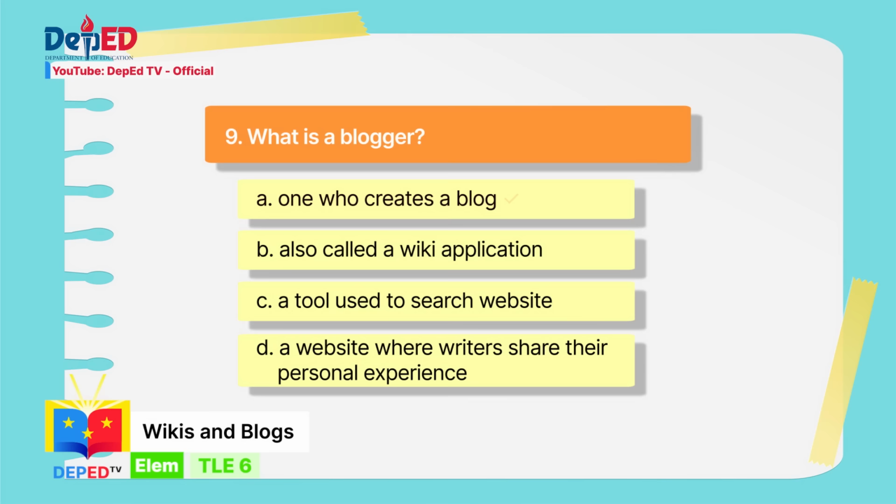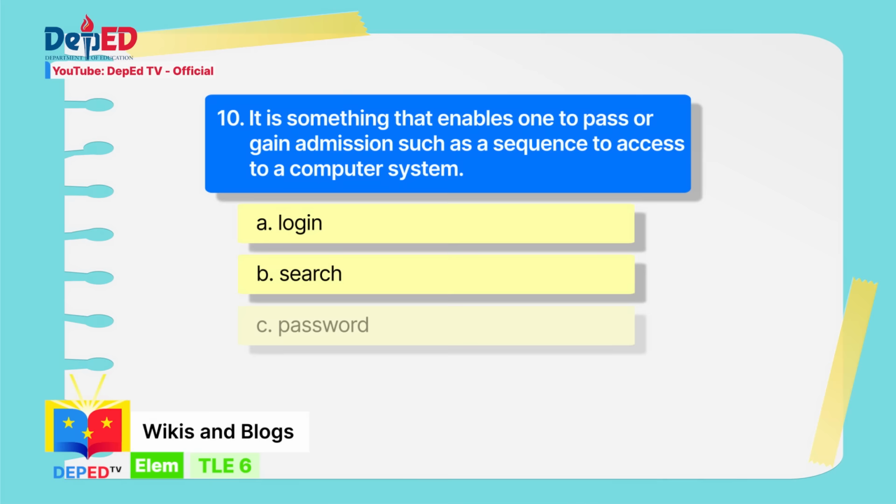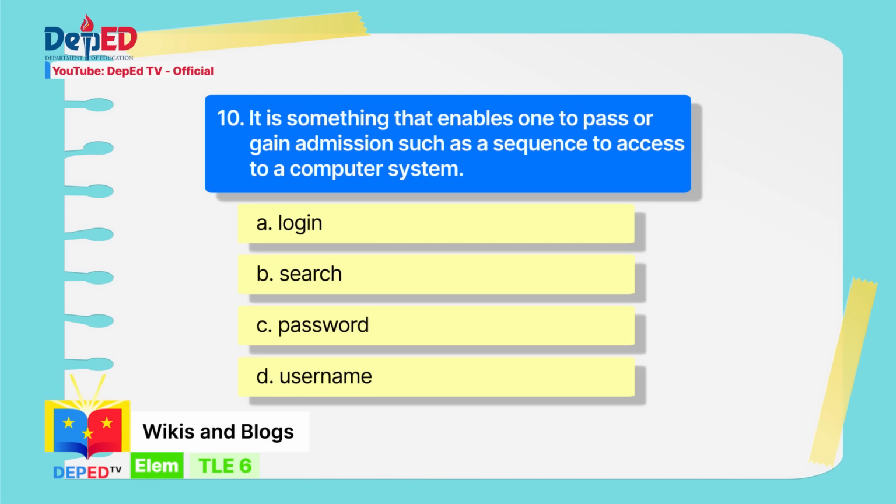Number 10, it is something that enables one to pass or gain admission, such as a sequence to access a computer system. Letter A, login. Letter B, search. Letter C, password. And letter D, username. And number 10, letter A, login.